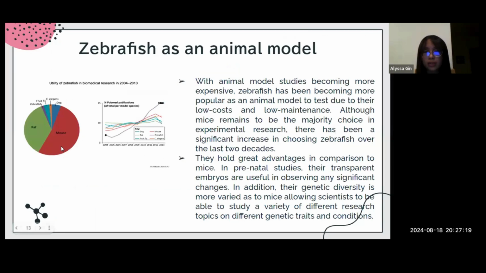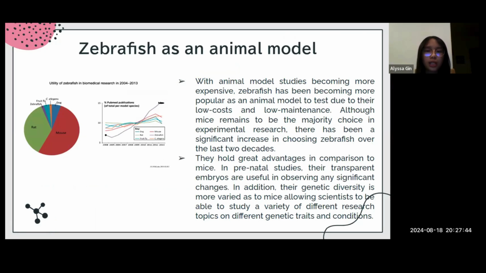So, the zebrafish as a model. Especially as animal model studies become more expensive, zebrafish have become more popular as an animal model to test due to their low cost and low maintenance. Although mice remain the majority choice in experimental research, there has been a significant increase in choosing the zebrafish over the last 2 decades, and they hold great advantages in comparison to mice.